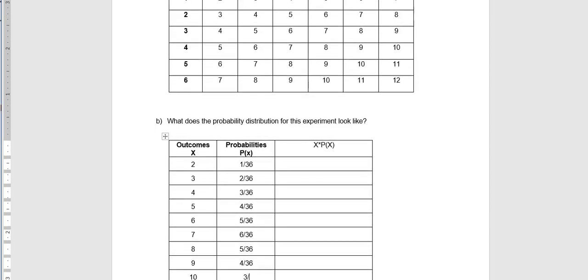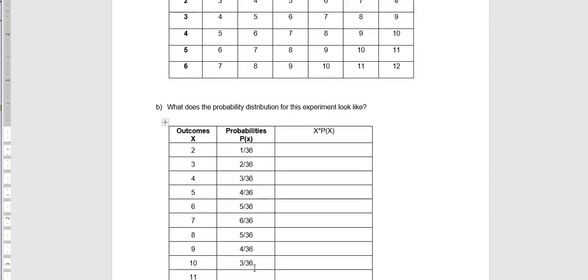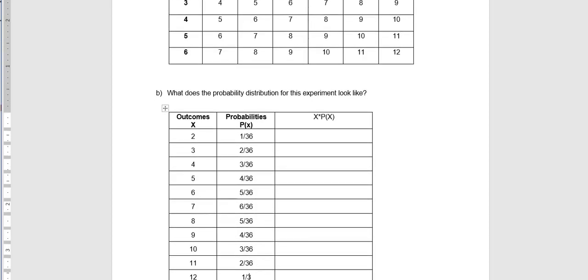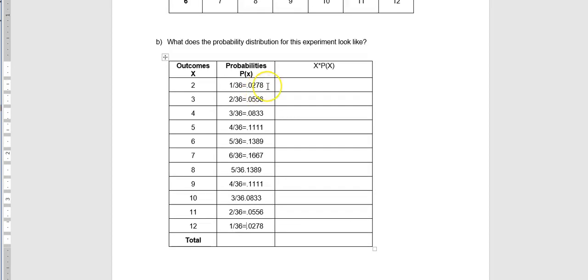So what ends up happening is this goes back down to where when we get to 12, it's back down to 1 over 36. Now I'm going to go back for each one of these and put in a decimal approximation. So I'm going to take these and round them to 1 decimal place. Now I have all of these probabilities filled in.